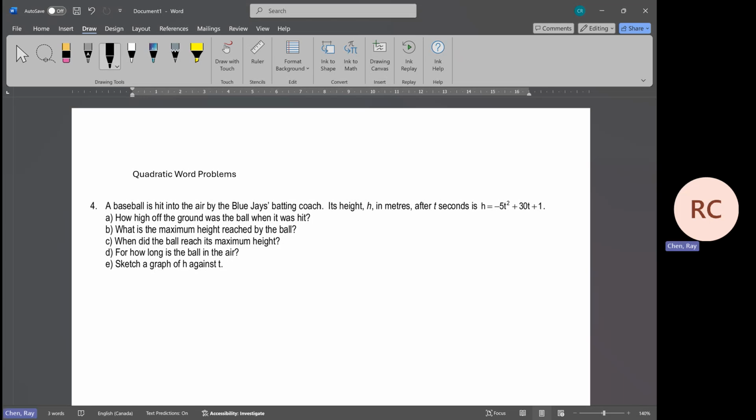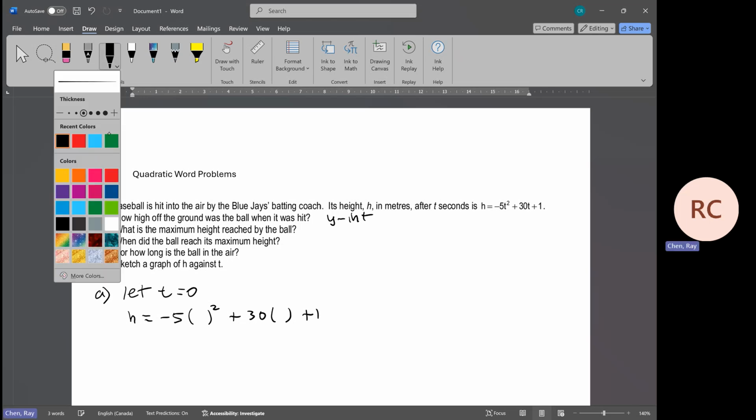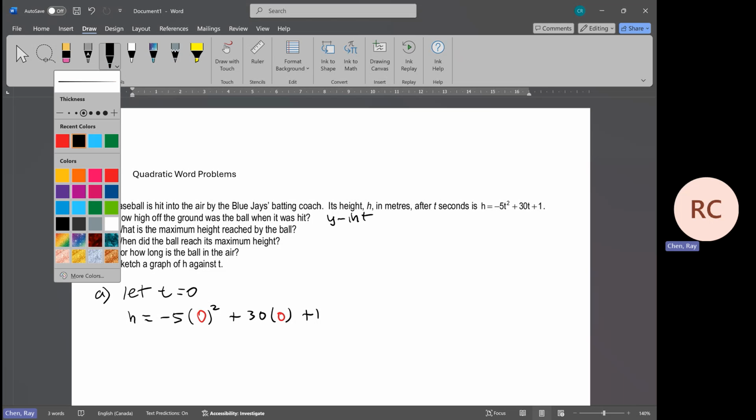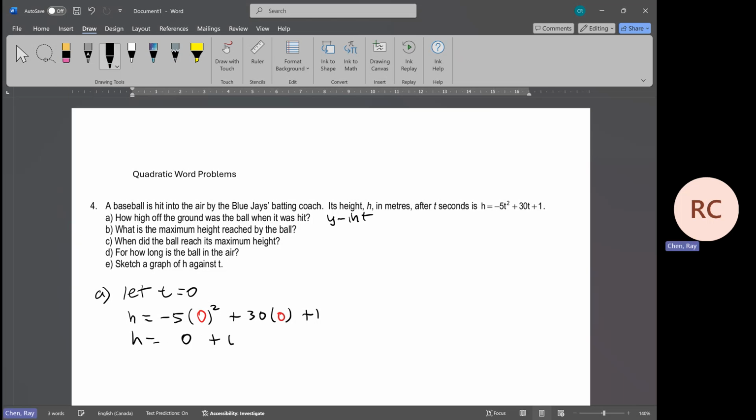So this question is actually asking for the y-intercept. So question A is really easy. There's a couple ways to think of it. You can let t equal 0, and then that will tell you the height. And if you plug this in, negative 5t squared plus 30 times t plus 1. But what is t? Well, t happens to be 0. And what do we get? We get 0 plus 1, h equals 1.